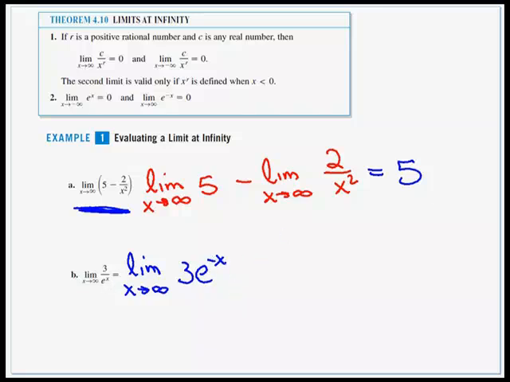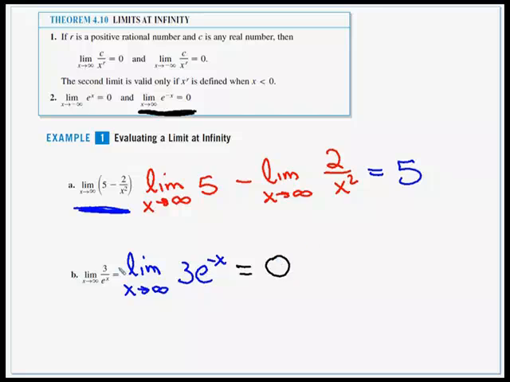Now it looks like our number 2 up here in theorem 4.10. We have the scenario where x is headed off to infinity of e to some negative power. So we know that that limit is going to be equal to 0.